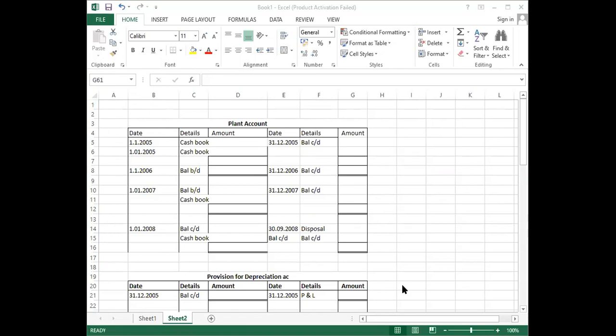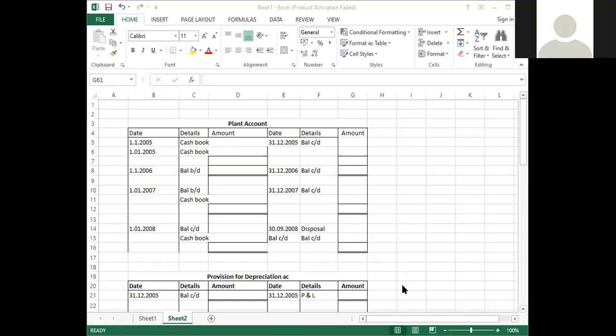This one: the company depreciates its plant at the rate of 20% per annum, straight line, not reducing balance. From the following details, draw up the plant account and the provision for depreciation account for each of the years. This is not very different from the one that we have tackled. You just have to know in which year you did what, and then you'll be very good.